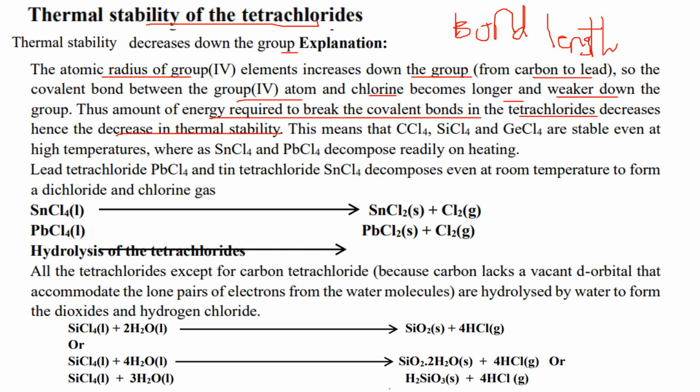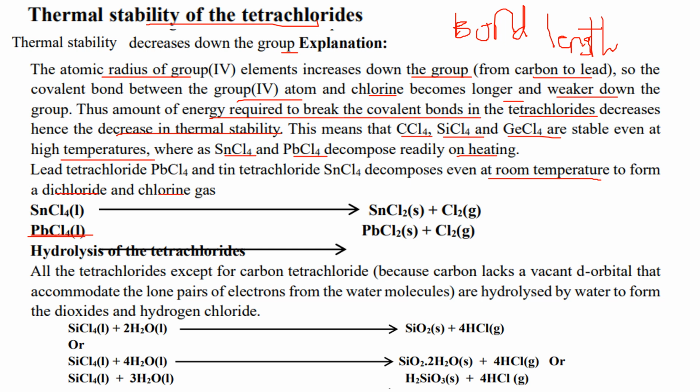This is going to mean that carbon tetrachloride, silicon tetrachloride, and germanium tetrachloride are stable even at high temperatures, but tin chloride and lead chloride are going to be decomposing readily even on slight heating. And you're going to be saying that lead tetrachloride and tin tetrachloride decompose even at room temperature. But most of the time it's going to be lead tetrachloride, which decomposes at room temperature to form the most stable chlorides, which is going to be the dichloride and chlorine gas.